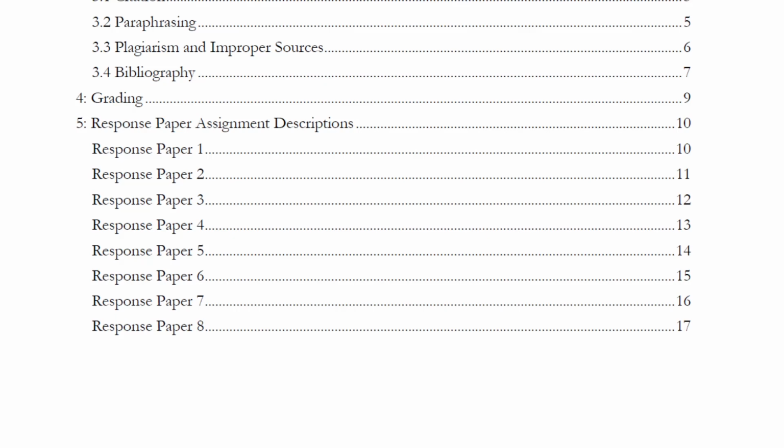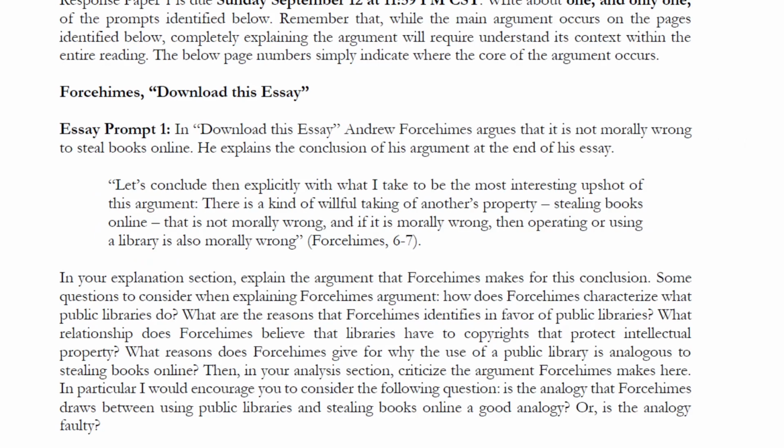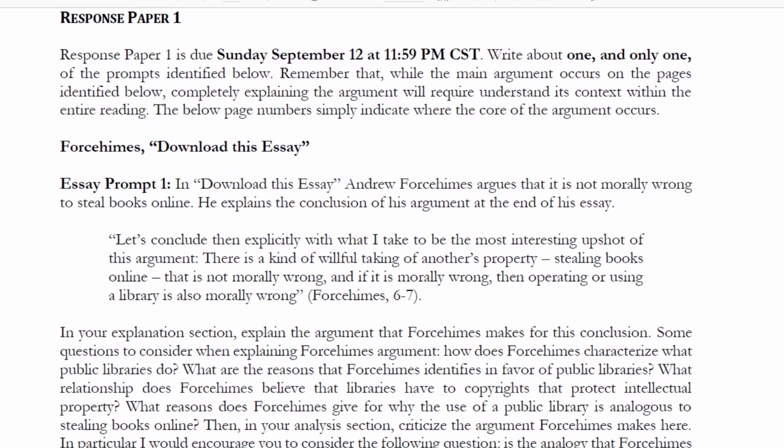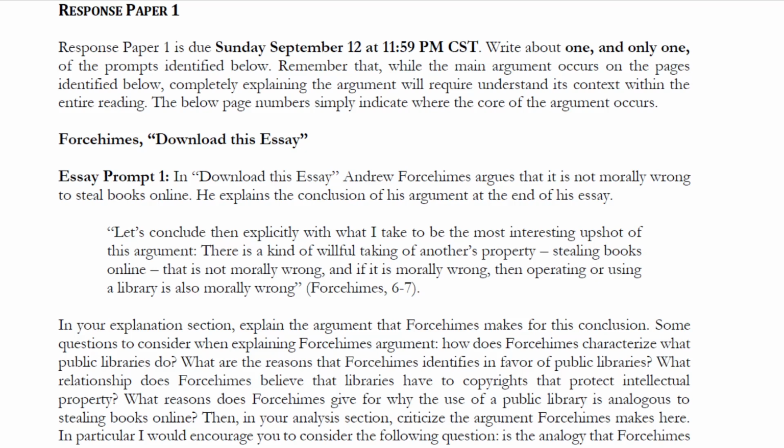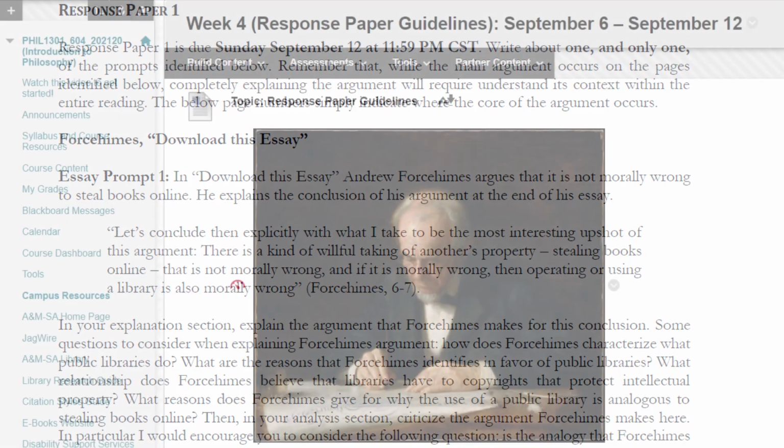Now, suppose you wanted to find out more information about response paper 1. You would simply click on the response paper 1 area of the table of contents. Here you can see that the exact due date for this response paper is listed in the assignment description. You may also notice that this is where you can find the prompt that you are required to write about for this assignment. I will not say more about the prompts at this time, since I will be covering that later in this video.